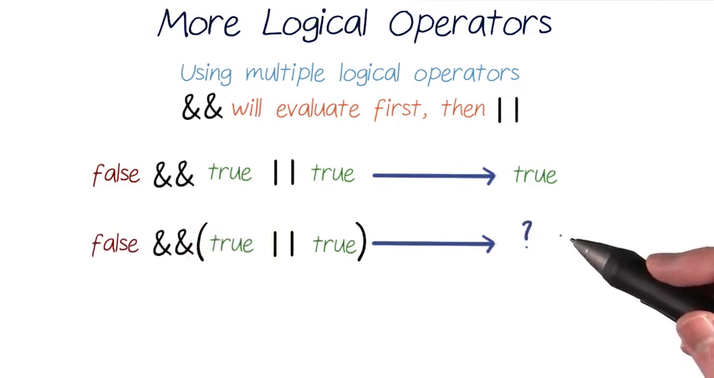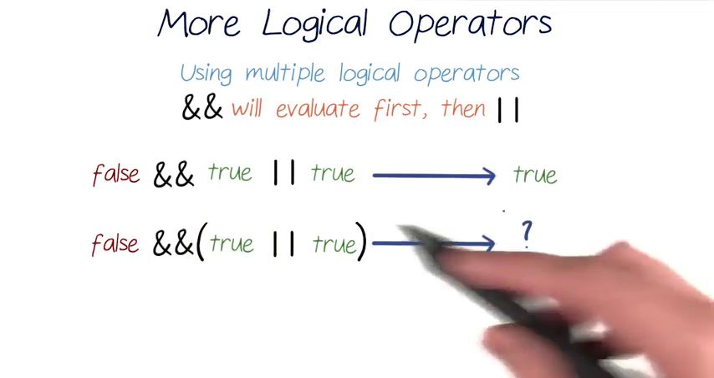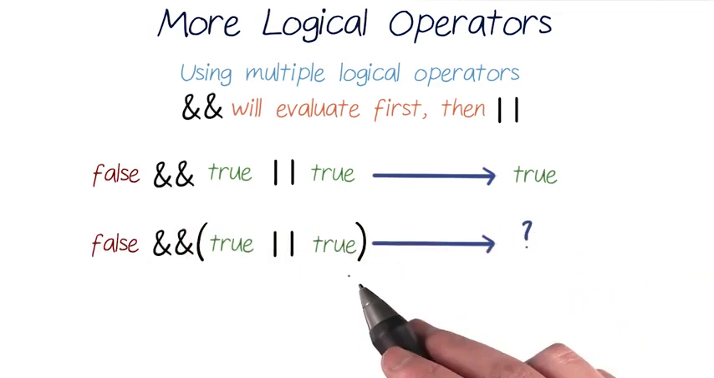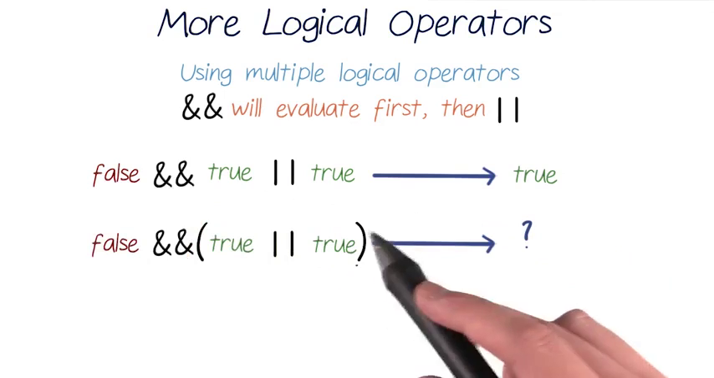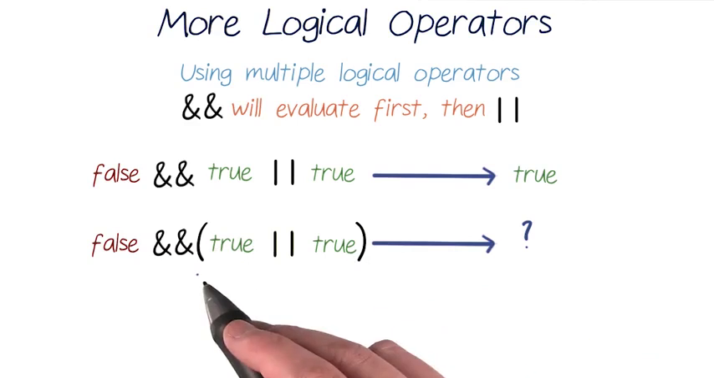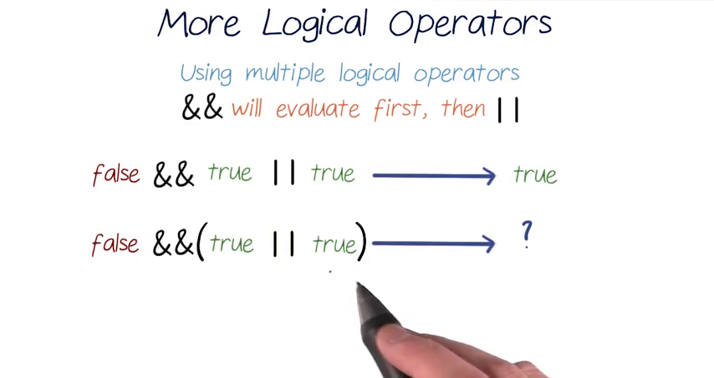But what if we wanted to evaluate the OR combination first, the true or true part? To override the order of operations and make this OR combination evaluate first, we can surround that part of the expression in parentheses. And Java will always execute code in parentheses before anything else.